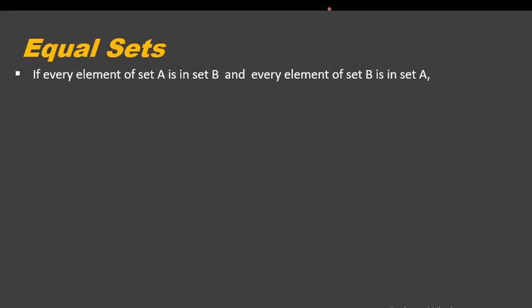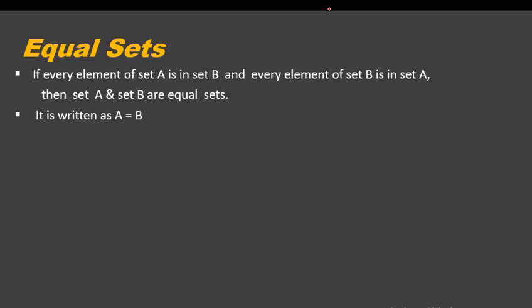Equal sets. So what is meant by equal sets, and when do we say that two sets are equal? Let's understand. Suppose there are two sets, set A and set B. If every element of set A is in set B and every element of set B is in set A, then we can say that sets A and B are equal sets. Let's understand with an example.